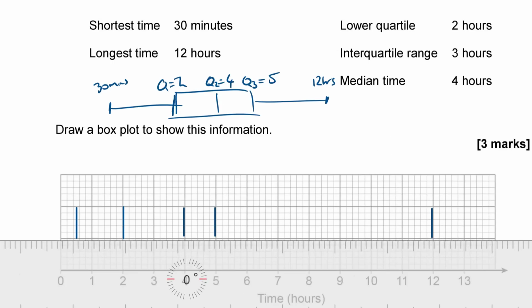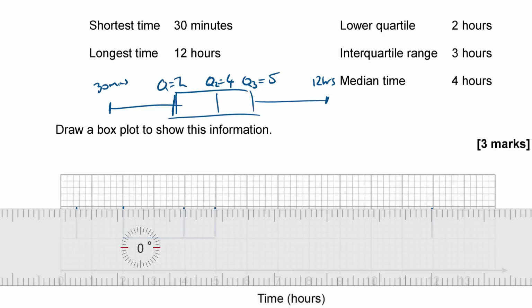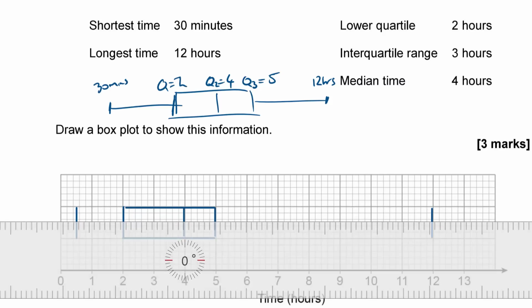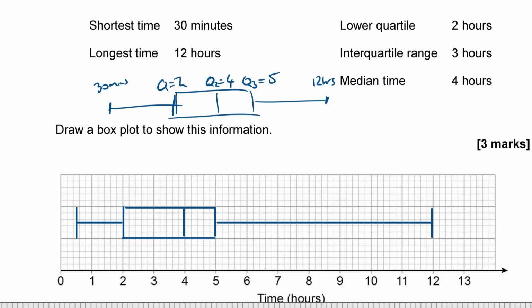Okay, and spinning the ruler around, I'm going to make my box here. And then I'm going to draw my whiskers, reaching up and down to my highest and lowest values. So a line there, and a line there. Okay, perfect.